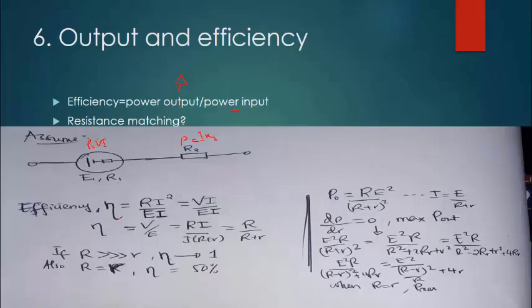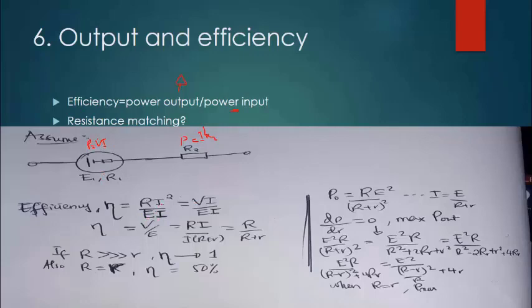So we know efficiency is equal to power output over power input. For this case, power output is equal to I squared R, where R is the effective resistance for all passive components in the circuit. The power input is equal to the total power that the cell delivers to the circuit. I said when I deal with cells, we use VI, where V is the EMF, for this case, EI.